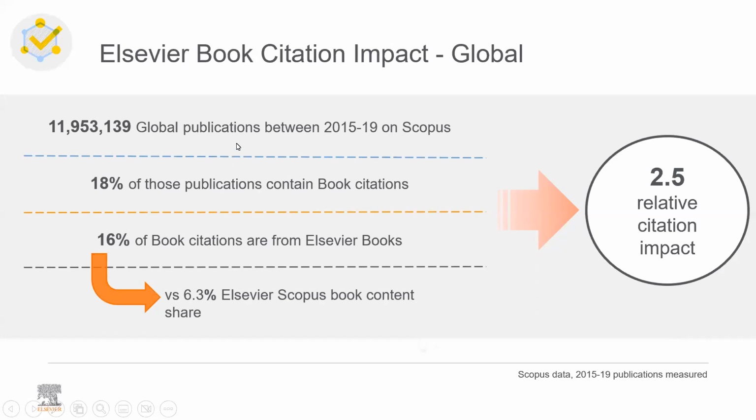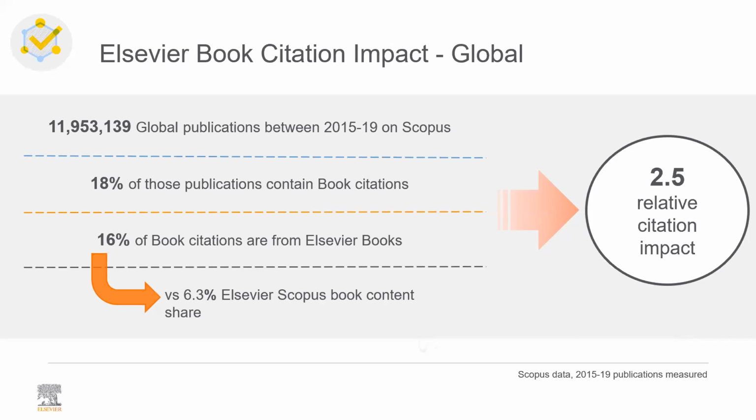This study shows that we have more than 11 million global publications in Scopus, and 18% of these publications contain book citations. So what does book citation mean? It means that the authors who wrote and published these publications used books, collecting information from books, and based on that, they are citing books.